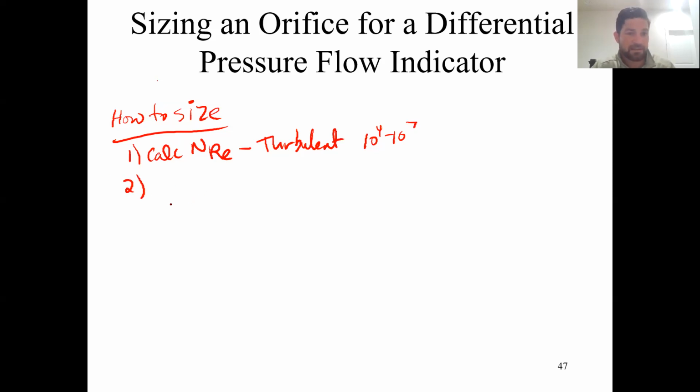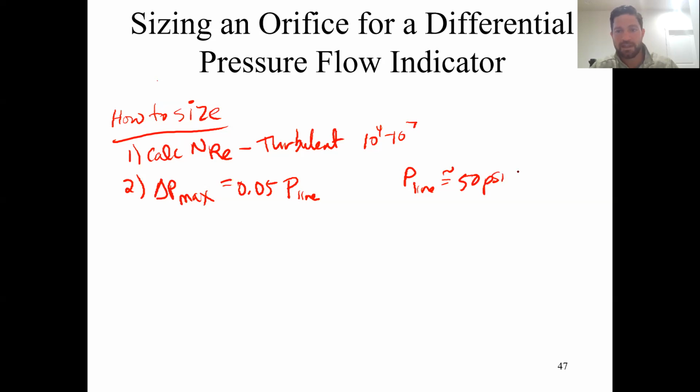Okay, so now in terms of sizing, I want my delta P max. I'm just going to start here, and we can change things using judgment later. I'm going to make my delta P max equal 0.05, so 5% of the line pressure, whatever the line pressure is. As an example, I'm going to use a line pressure of approximately 50 PSI or PSIG.